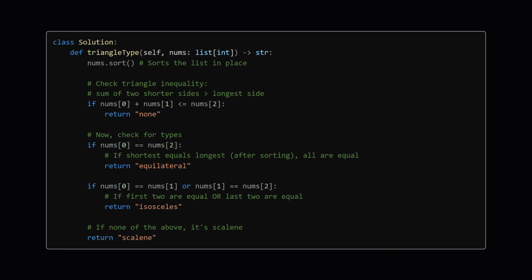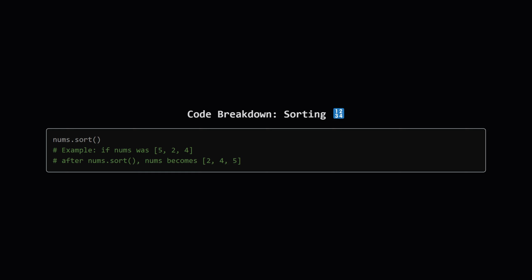Alright, here's how this logic looks in Python code. Don't worry if it seems like a lot at once. We'll walk through each important part. The main idea is to follow that plan we just discussed. First things first, we sort our list of numbers, which we're calling nums.